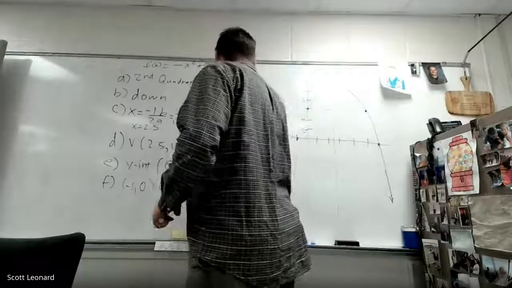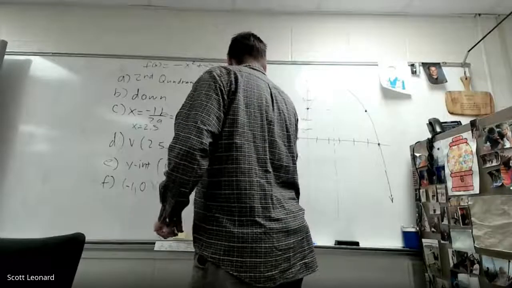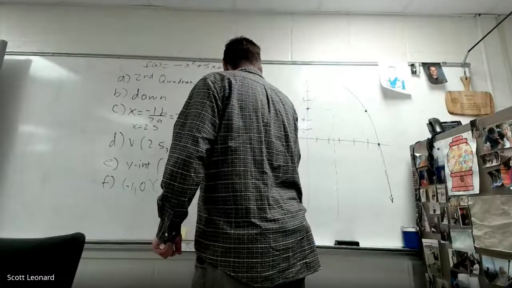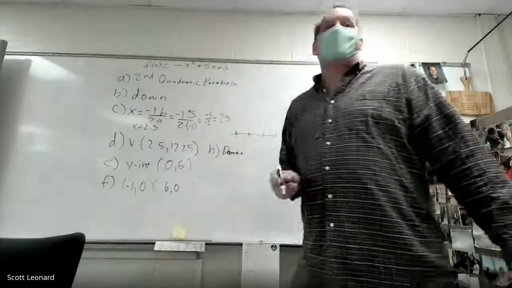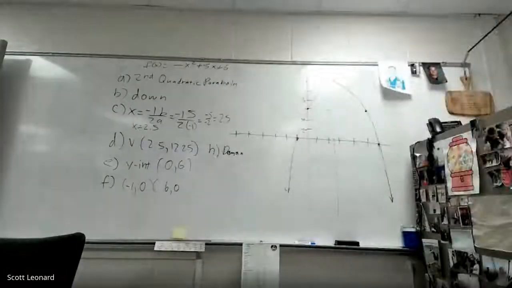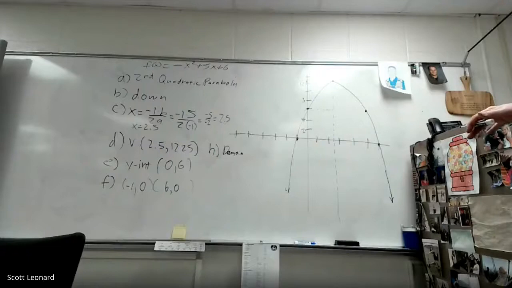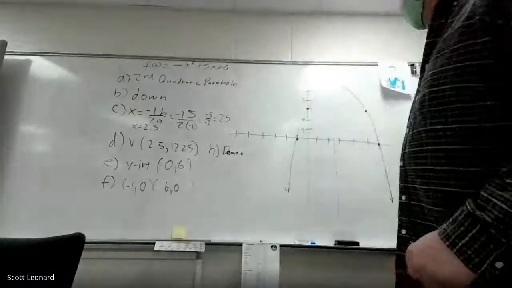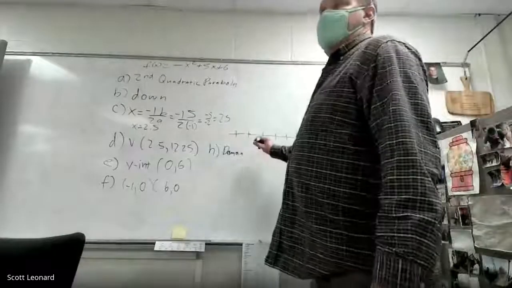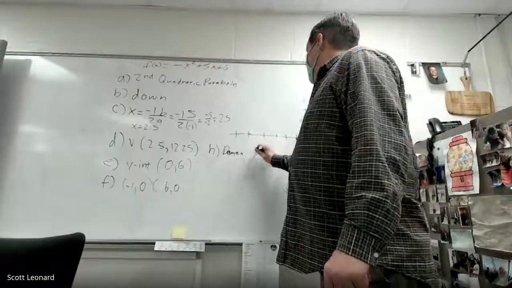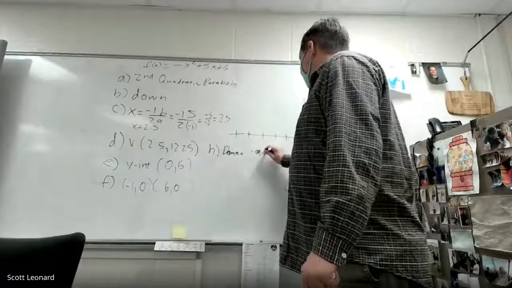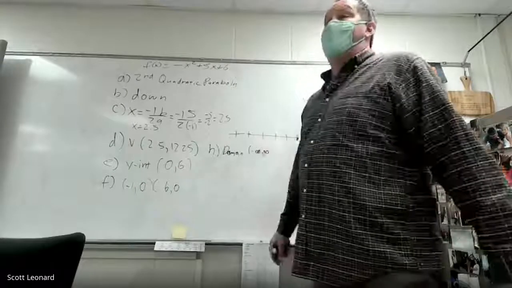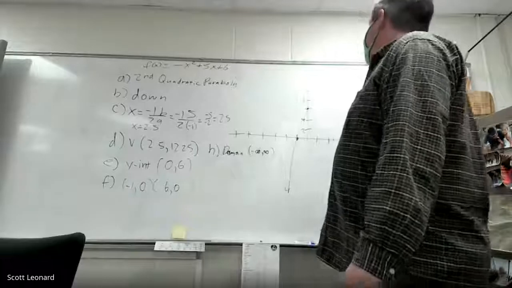H, domain. How far is the graph going from left to right? Is it going to stop going to the left at a certain point? No. Is it going to stop going to the right? No. It's going to go left and down, right and down. So what's my domain? -infinity to infinity, or you can write all real numbers.